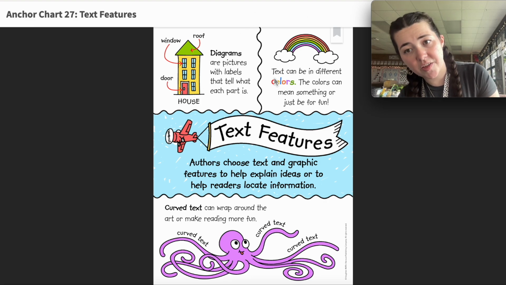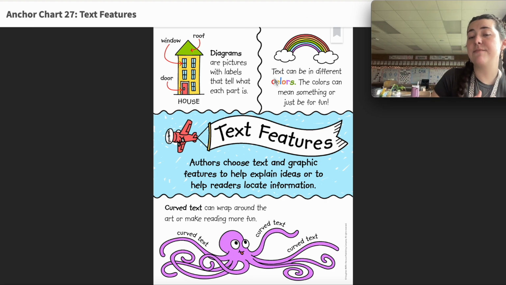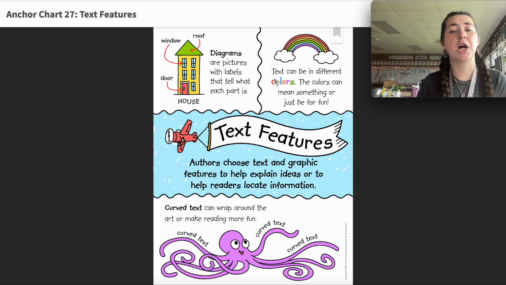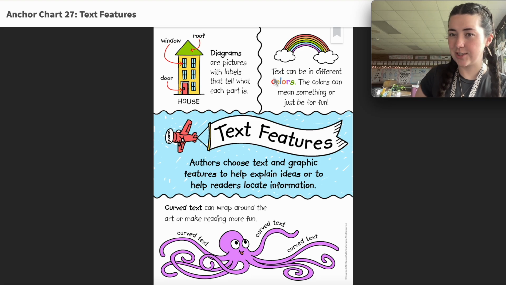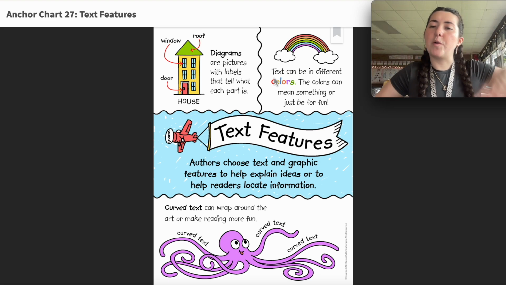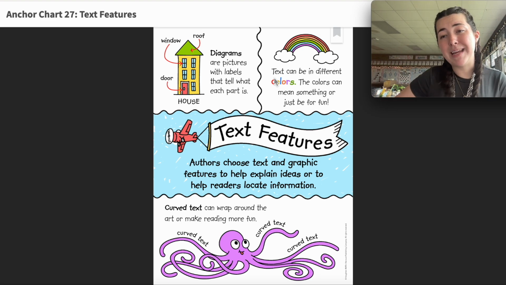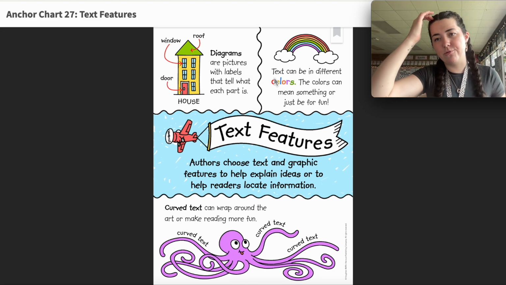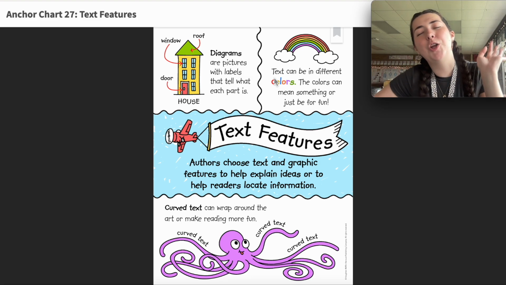Another example of a text feature is that text can be in different colors. The colors can mean something or they can just be for fun. So we might put the word hot in red or the word cold in blue, and it could have meaning, but it could also just be for fun to make it look pretty.